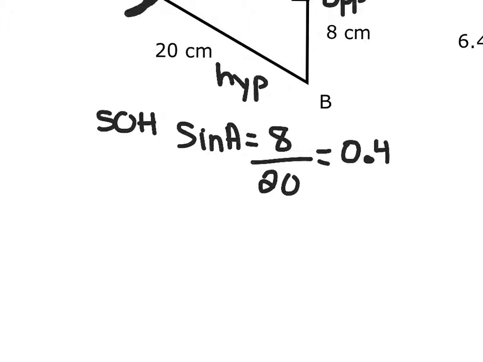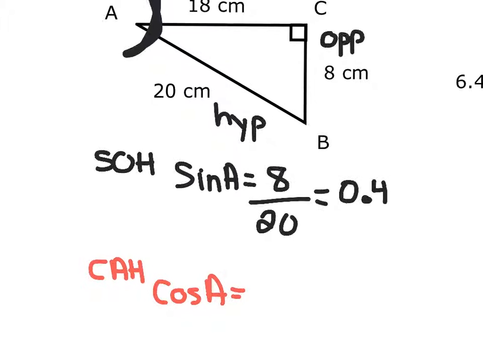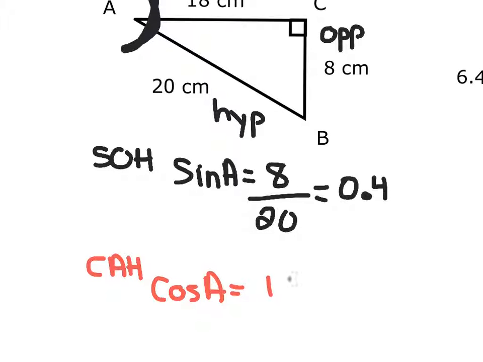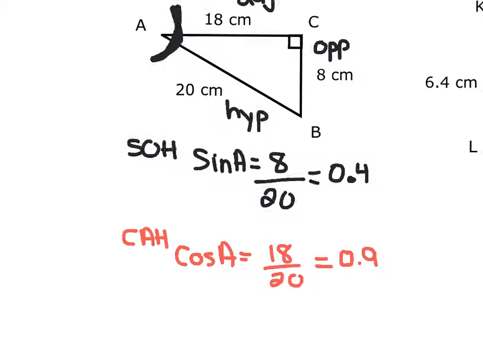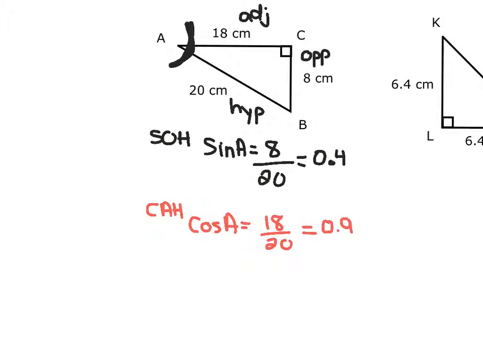Let's look at CAH, which is like saying cos of the angle you're looking from is equal to the adjacent side, which is 18, over the hypotenuse side, which is 20. You grab your calculator. 18 divided by 20 is 0.9. I'm just going to zoom out.